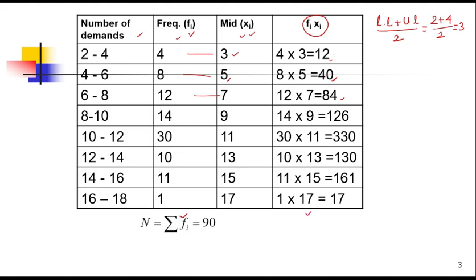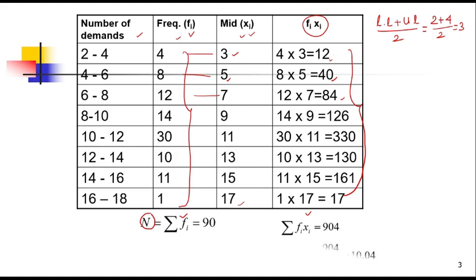So here you see the summation of Fi, which is also called capital N, is equal to the sum of these frequencies, and the sum of these entire frequencies comes out to be 90. And here we have the summation Fi(xi). So Fi(xi) comes out to be 904. So these are the two columns for which the sum is required. We don't require the sum of this mid xi column.